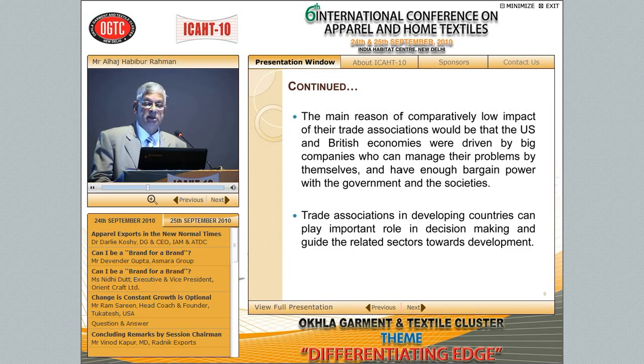The main reason for the comparatively low impact of the trade associations was that they were driven by big companies, who can manage their problems by themselves and have enough bargaining power with the government and the societies. Trade associations in developing countries can play an important role in decision making and guide the related sectors towards development.